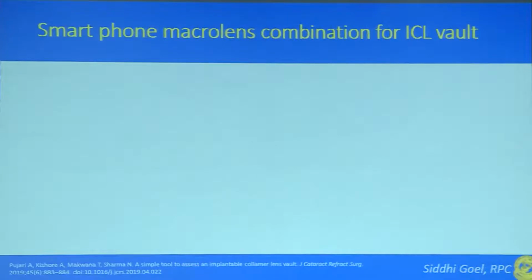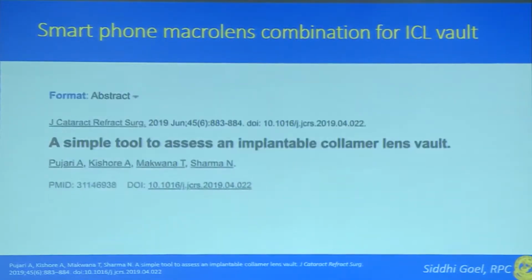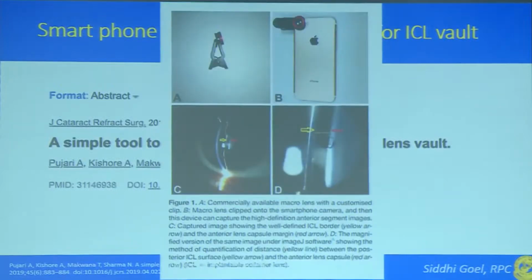Also, I would like to highlight a study from our center, again for ICL vaulting, in which we used a smartphone macro lens combination. It was a simple tool to assess the ICL vault. Here, as we see, there's a macro lens clipped onto a routine phone camera, and this is the anterior segment slit lamp image that we acquired through this combination, and a magnified image of the same, for which we used the ImageJ software to calculate the ICL vaulting.